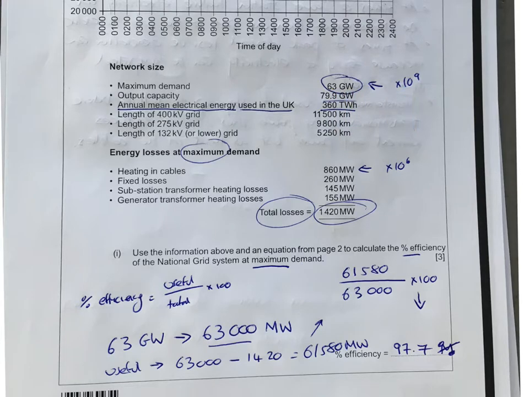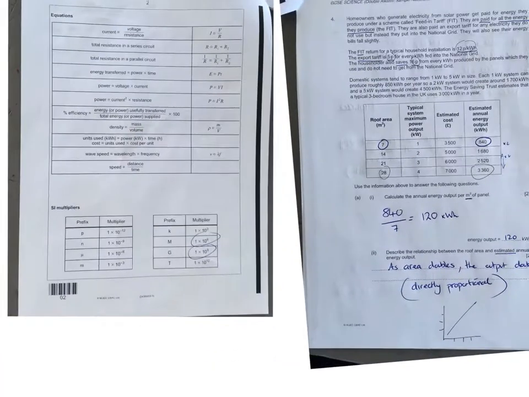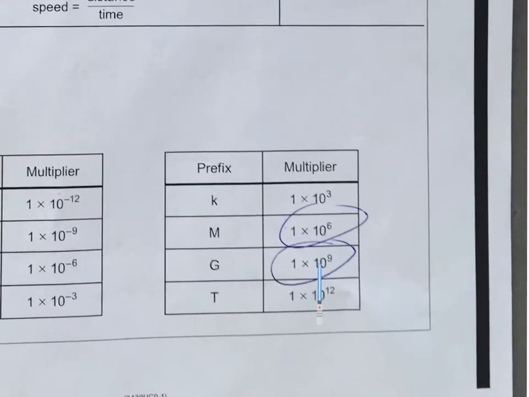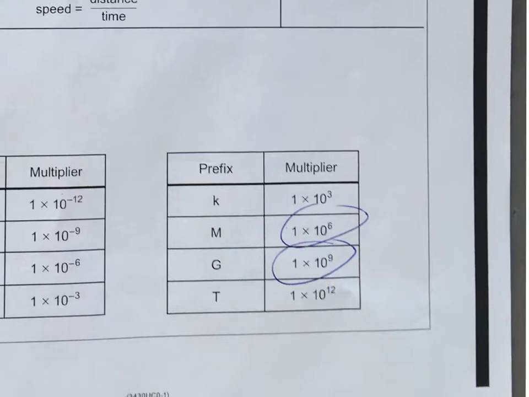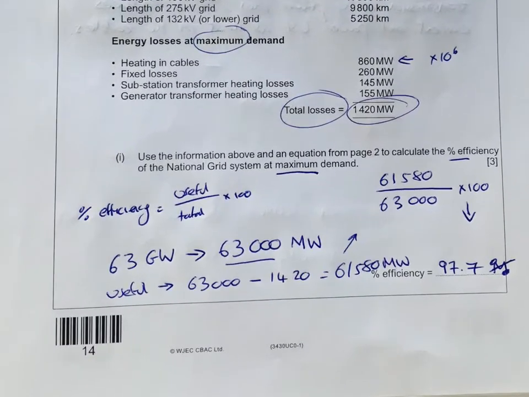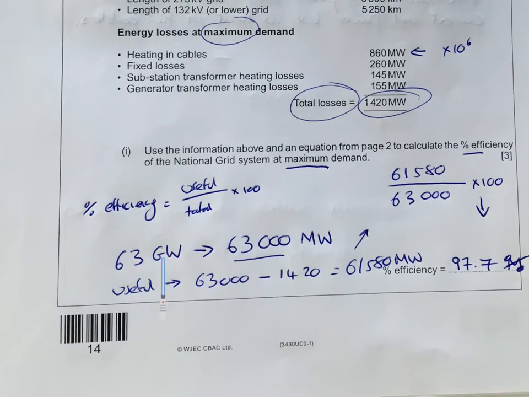Now, if we look at the front page again, a gigawatt is times 10 to the power 9. That means there's 9 zeros, whereas a megawatt has only got 6 zeros after it. So I'm going to have to convert there. There's a little bit of converting to do. So I've turned 63 gigawatts into 63,000 megawatts. Hope you can see what I've done there, because there's 1,000 megawatts in a gigawatt, if you know what I mean.